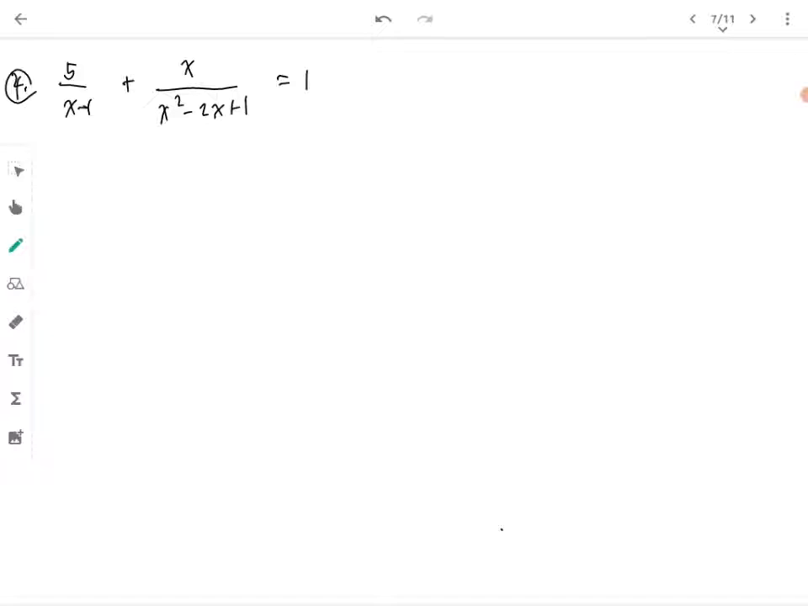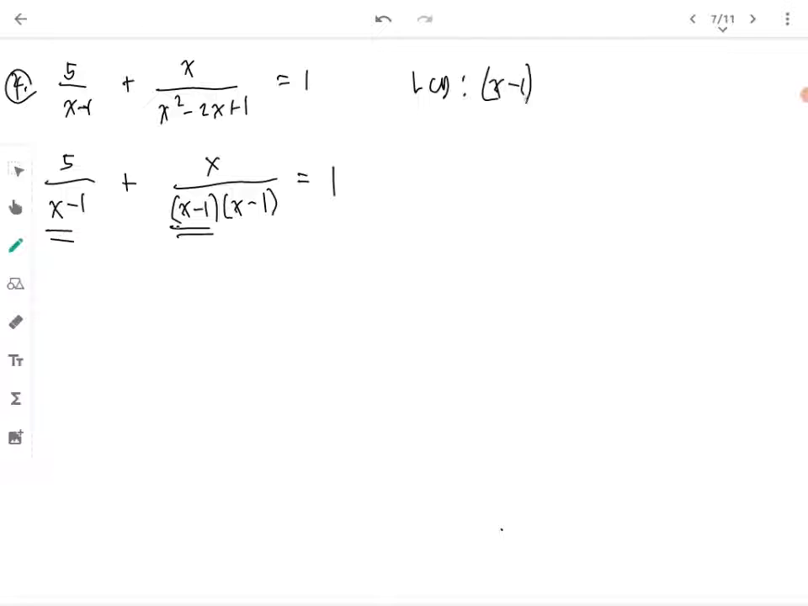Number 4, we need to factor x squared minus 2x plus 1. So we can factor that as 5 all over x minus 1 plus x. This becomes x minus 1, and x minus 1 equals 1. Okay, so what's the LCD? The LCD is take out 1 common, so that's x minus 1. Then there is still 1 remaining, so you copy that. Okay, that is our LCD.